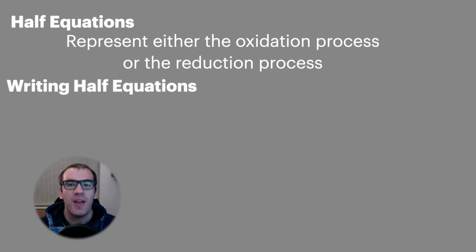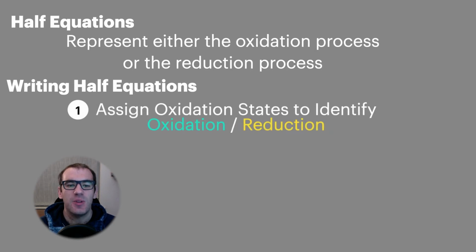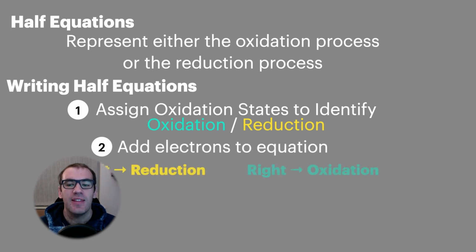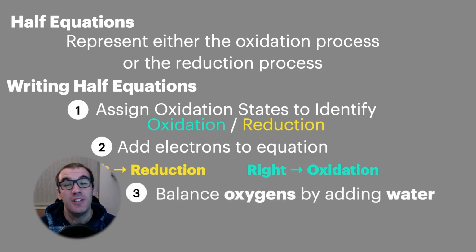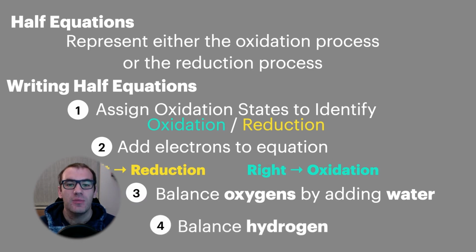It's quite common to be asked to write out the half equation for the individual reduction and oxidation processes taking place in a reaction. First, you'll need to assign the oxidation states to each species. This allows you to identify the process as oxidation or reduction. Then you'll need to add the electrons to either the left-hand side if it's reduction and the right-hand side if it's oxidation. In more complicated examples, which we usually see in exam papers, you'll also have to balance the oxygens with water, and then you'll have to balance the hydrogens.